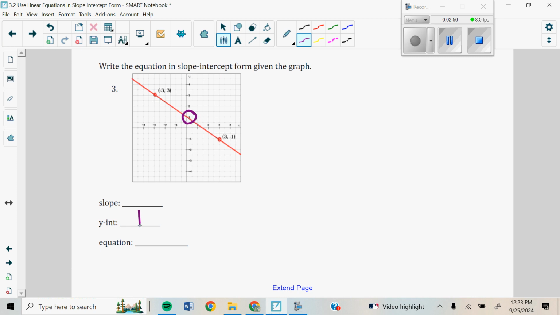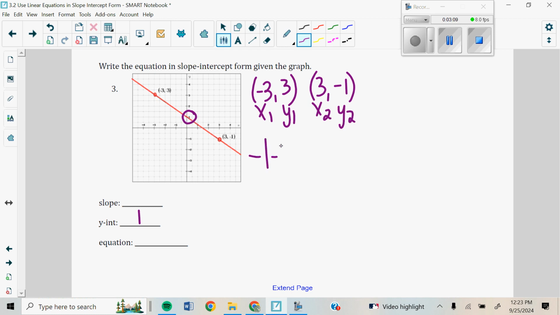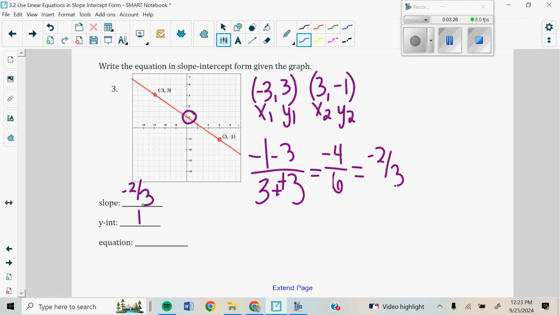Slope may not be as easy to see, so you could just go ahead and do your slope formula. And so I'm going to do that out because it doesn't take that long. x1, y1, x2, y2. So -1 minus 3 over 3 minus -3. So that turns into plus a positive. We get -4 over 6. So that's going to reduce down to -2/3. Now, if you counted your slope, you should also have -2/3. So y equals -2/3 x plus 1 for our equation.